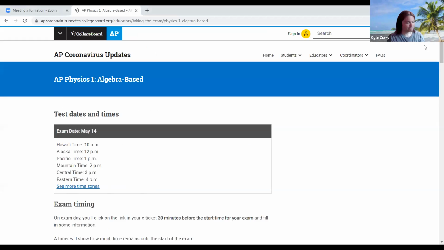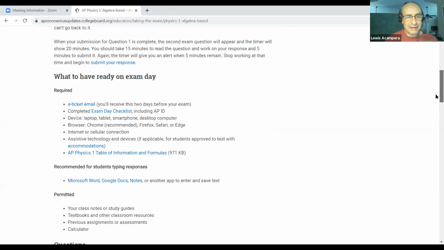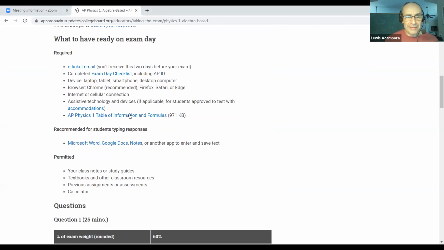I can see it. Okay, so this is the College Board's AP Physics algebra-based information page, and it's got the test date and times. And then right down at the bottom here, they've got the AP Physics table of information and formulas, and you should definitely have that available.